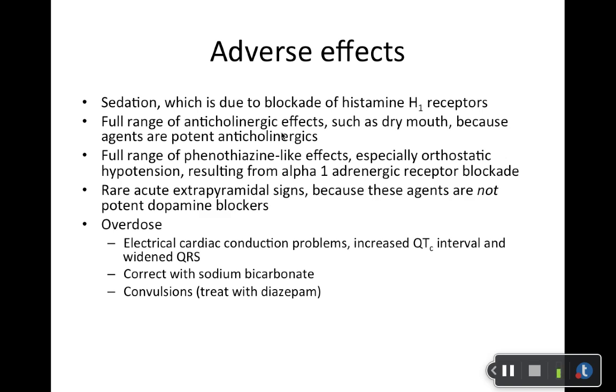Adverse effects, so definitely put a star here. This is going to be the big reason why these medications are not tolerated, why people don't like them, and why they are not first line.